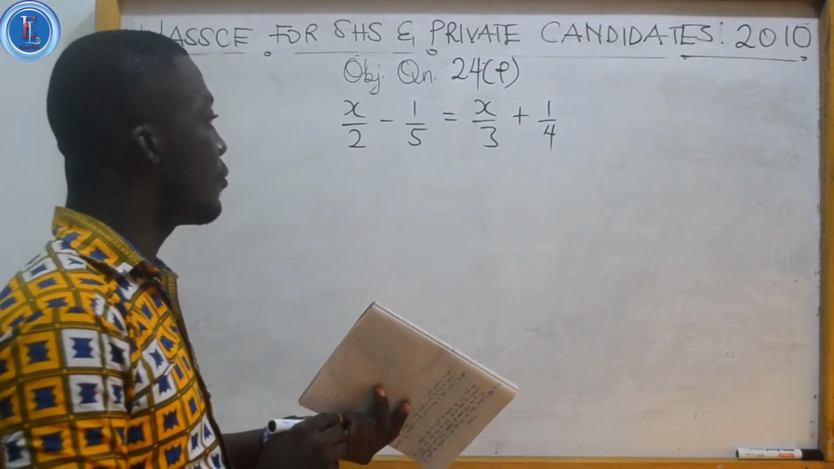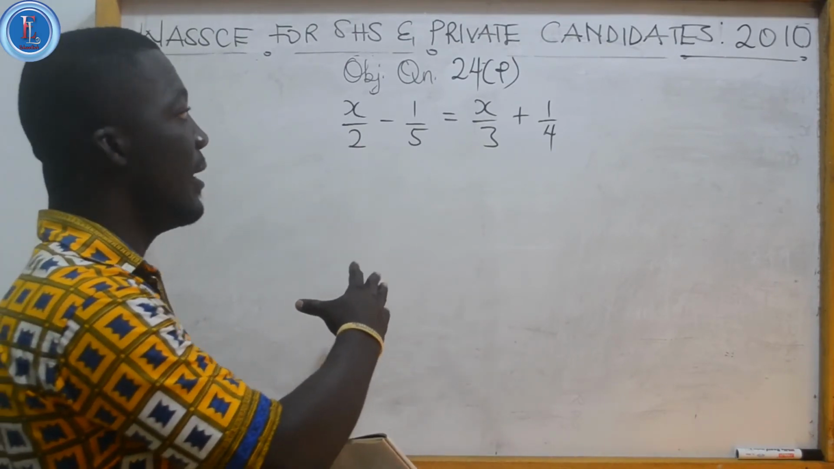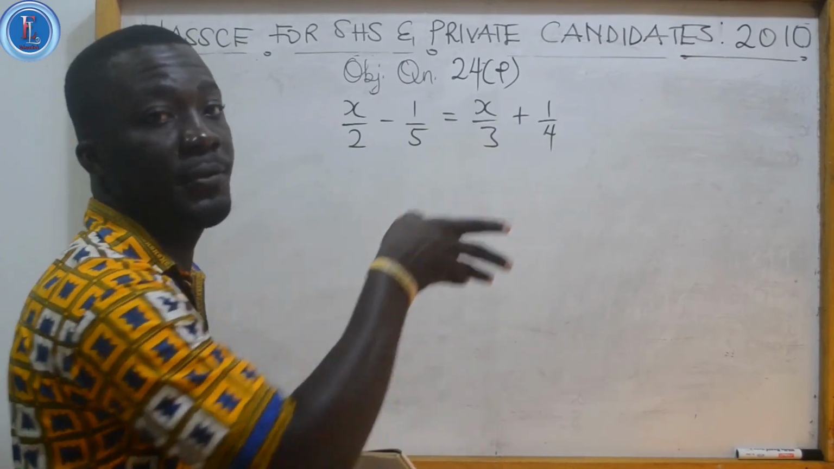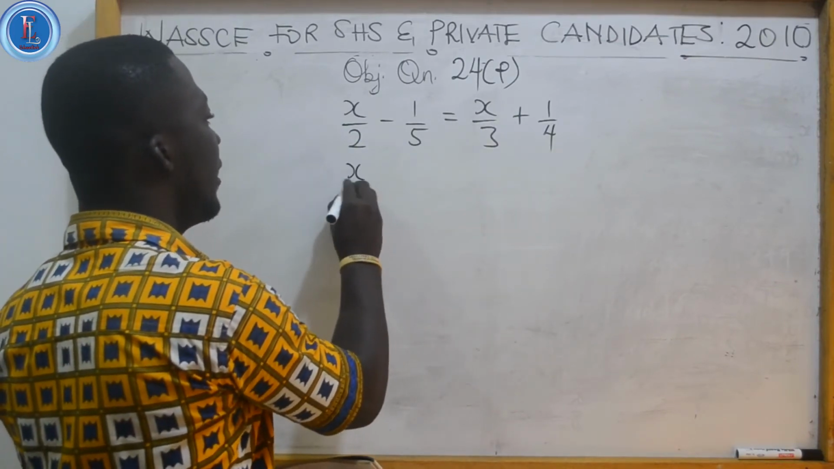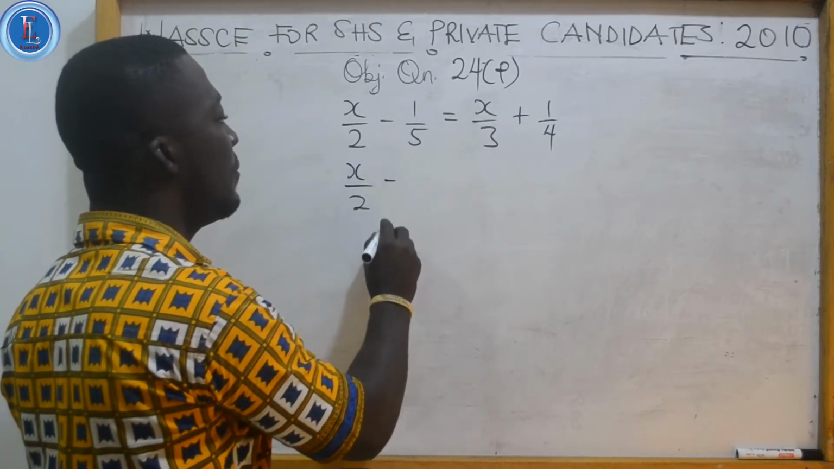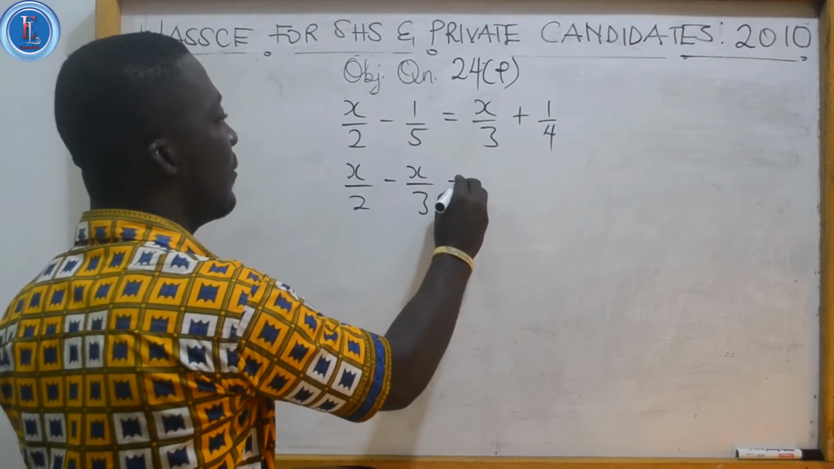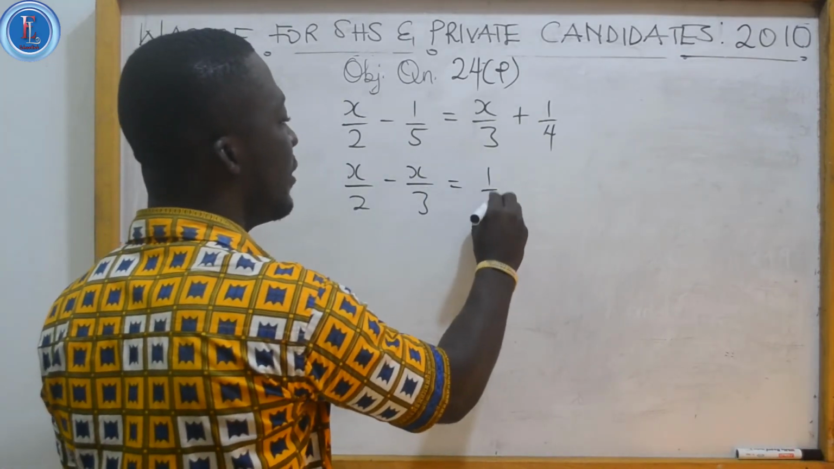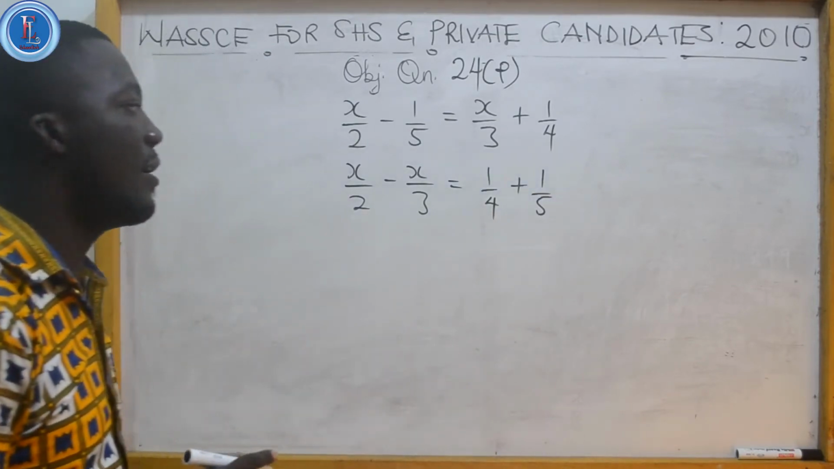So we have to group like terms. Now the x's will come to the left hand side, and the fractions or the numbers will move to the right hand side. So we already have x over 2 there. This one will be transposed to the left to be minus x divided by 3, which is equal to 1 over 4 is already there, plus 1/5, as you have here.